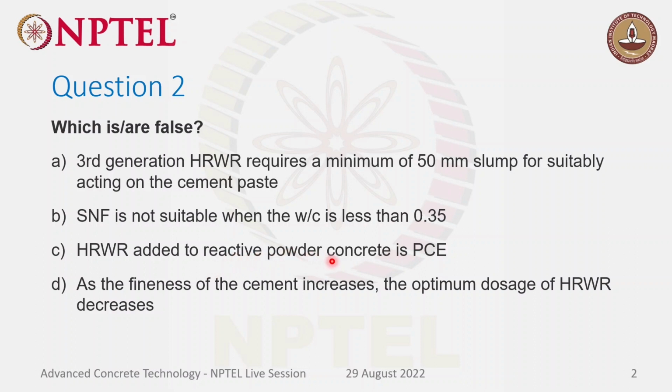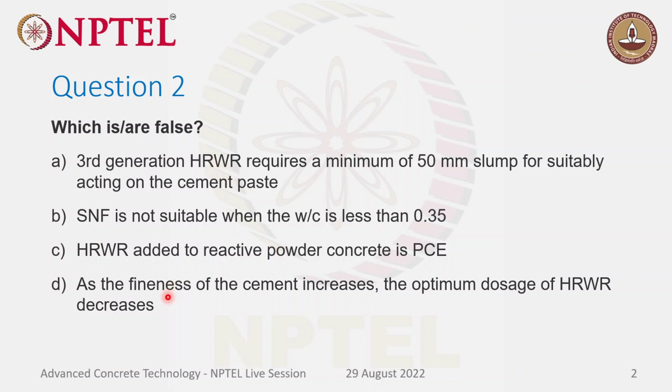And then option C is high range water reducing admixture added to reactive powder concrete is PCE. Reactive powder concrete has very low water to cement ratio, close to 0.2 or less than 0.2. That is the expected water to cement ratio in reactive powder concrete. The strength of such concrete is very high, usually 100 to 200 megapascal compressive strength. They're saying that the high range water reducing admixture added to this type of concrete is PCE, which is nothing but the third generation high range water reducing admixture.